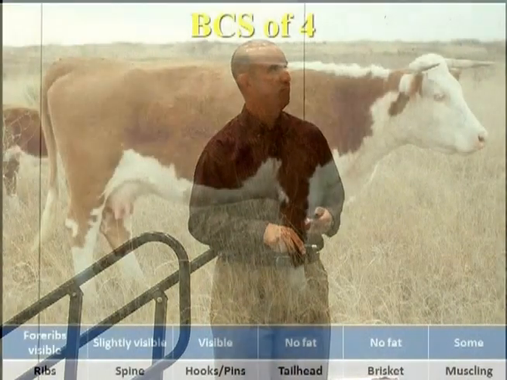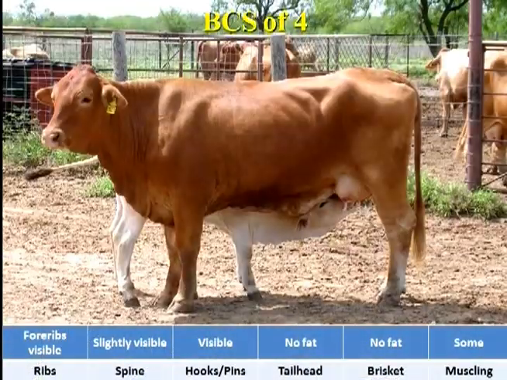Another body condition score 4 cow, but what's different about this one? There's something real obvious. Who's awake? Okay, what do we have here versus what do we have there? Hair versus no hair, right?